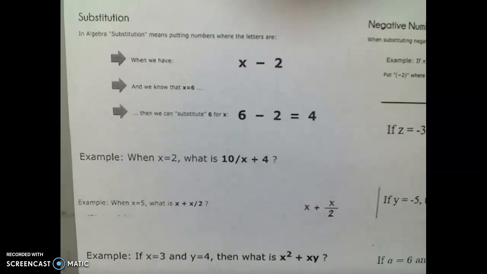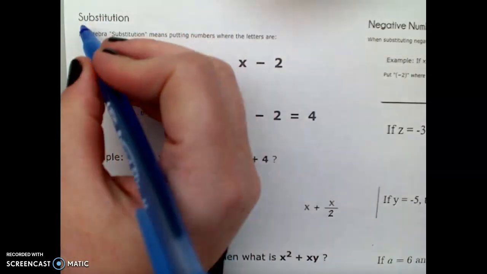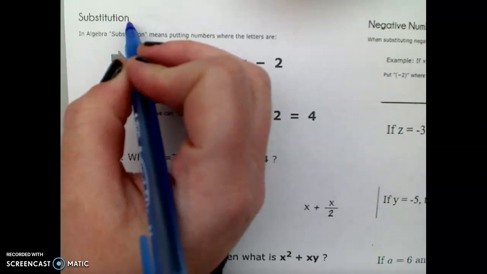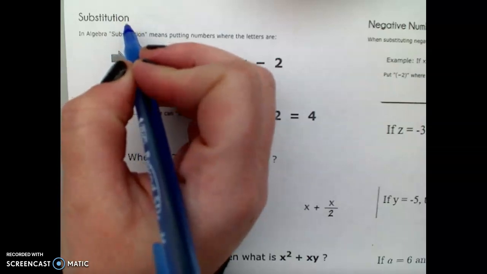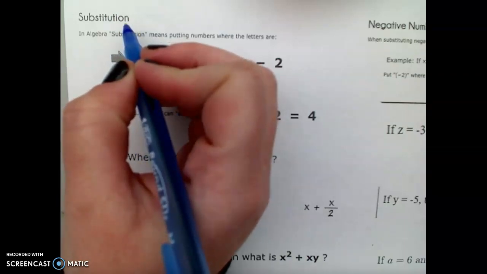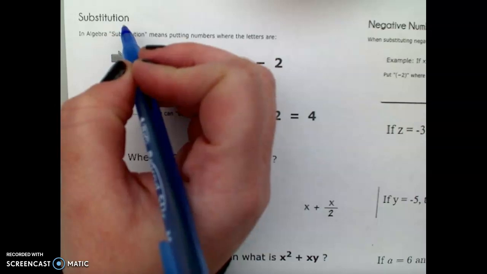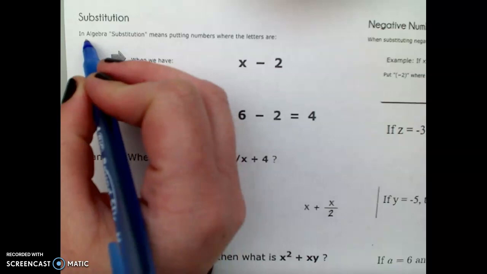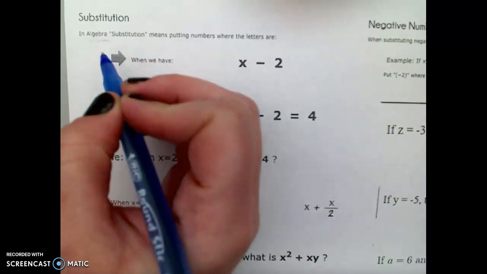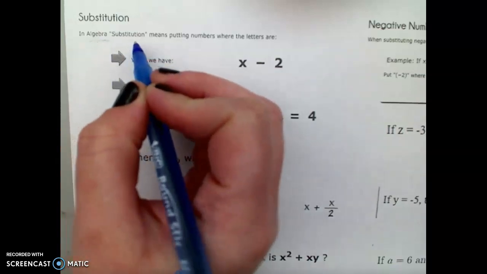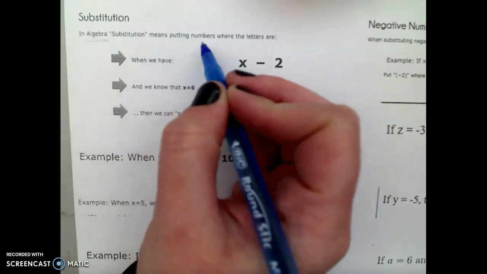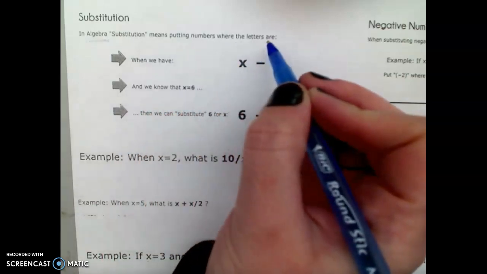Hello class. Today we're going to be talking about substitution. Substitution means to take something and replace it with something else, like when your teacher's gone, you get a substitute in the place of your teacher. Now in math or in algebra, which is a kind of math, substitution means putting numbers where the letters are.